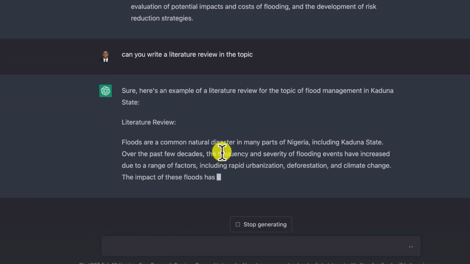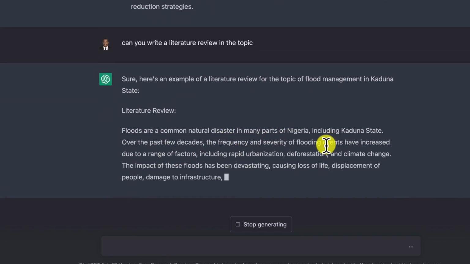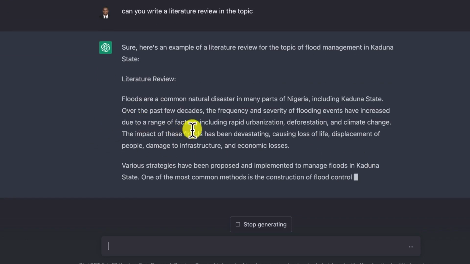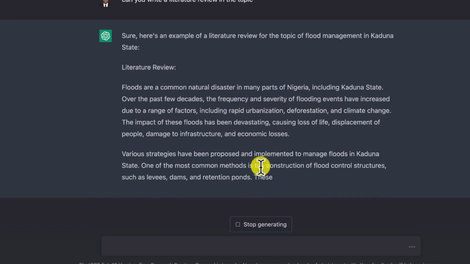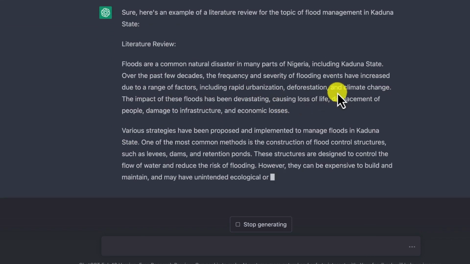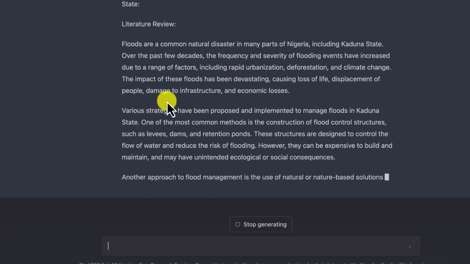Floods are common natural disasters in many parts of Nigeria. You can see it now gives you the bigger picture, including Kaduna State. Over the past few decades, the frequency and severity of flood events have increased due to a range of factors, including rapid urbanization, deforestation, climate change.